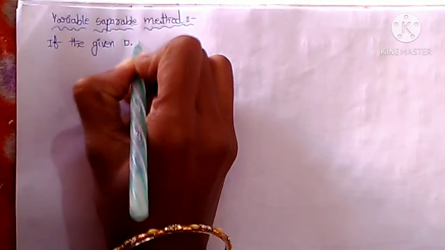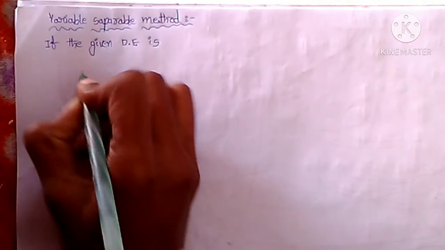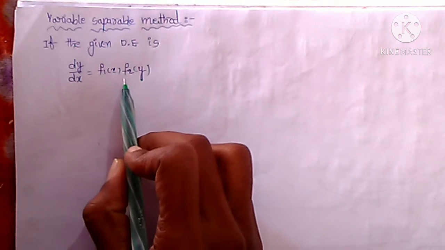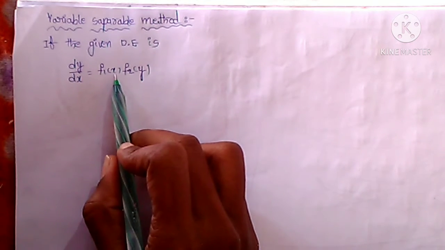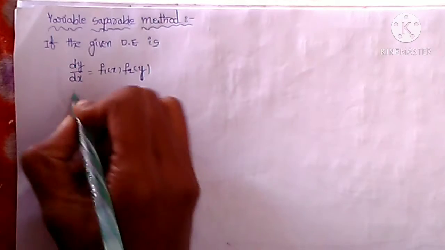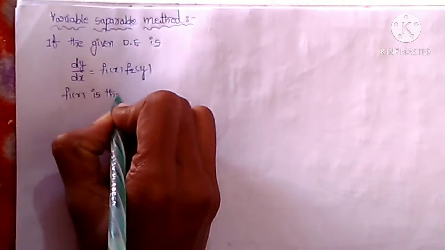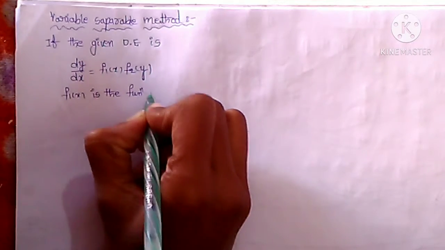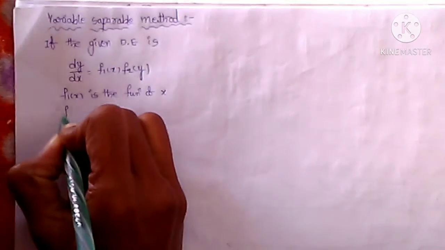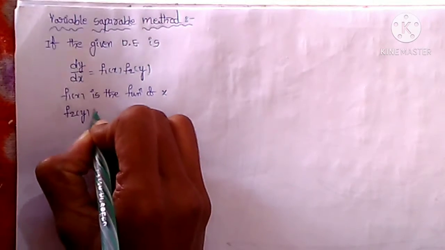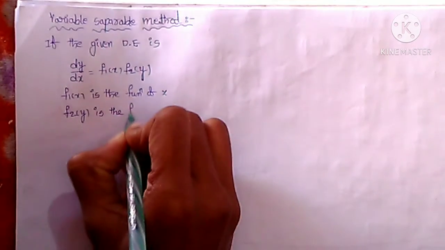dy by dx is equals to f1 of x into f2 of y. In this differential equation, f1 of x is the function of x and f2 of y is the function of y.